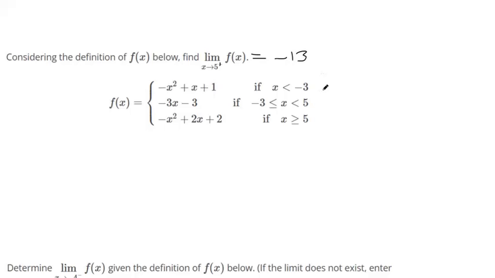And that's it. Let me double check that arithmetic though. 5 squared, negative 25 plus 10, negative 15, negative 30. Yep, that's it. So that's the limit.